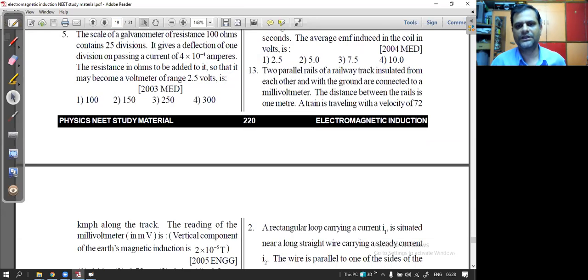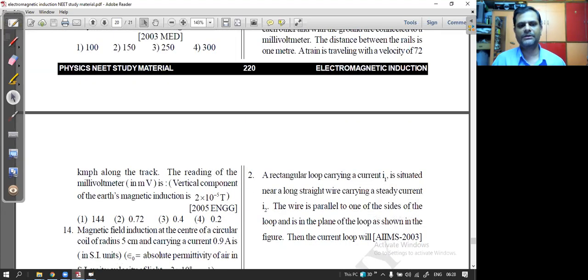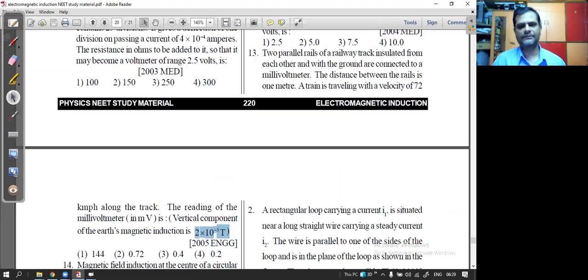That's it. 13th वाला देखो, 2 parallel rails of railway track insulated from each other and with the ground are connected to millivoltmeter. Okay, 2 रेल ट्रैक्स है जो इंसुलेटेड है एक दूसरे से और ग्राउंड से भी, और वो मिलीवोल्टमीटर के साथ कनेक्टेड है. ठीक है, the distance between these 2 rails is 1 meter. Okay, the train is travelling with a velocity of 72 kilometer per hour along the track. Then reading of millivoltmeter is, vertical component of Earth's magnetic induction is already given to be 2 into 10 raised to minus 5 Tesla here. Okay, so see here.